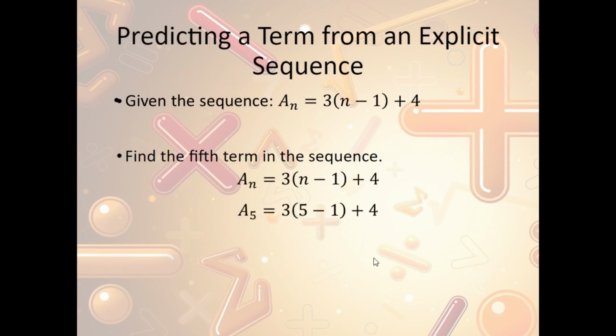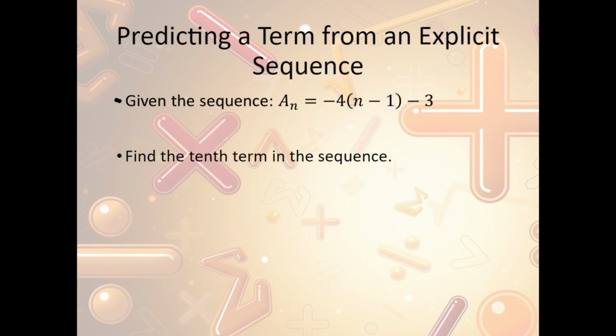Now we're just going to solve it. So 5 minus 1 is 4. So we're left with 3 times 4 plus 4. Well, 3 times 4 is 12, plus 4 is 16. So the fifth term in that sequence would be 16.